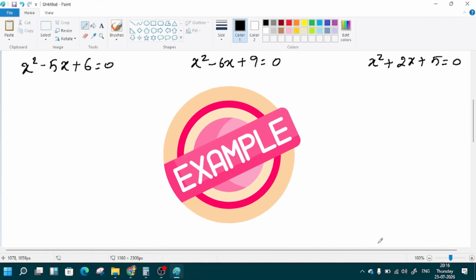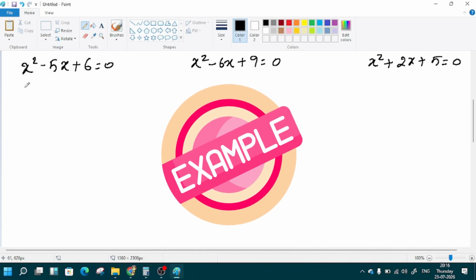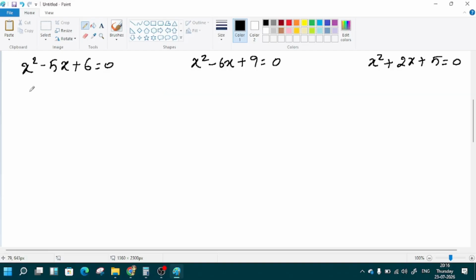Okay, we will take some quadratic equations and find the nature of the roots. We learned that D is greater than 0 for real and distinct roots, D equal to 0 for real and equal roots, and D less than 0 for non-real roots. Let's solve each sum and find the nature of roots.